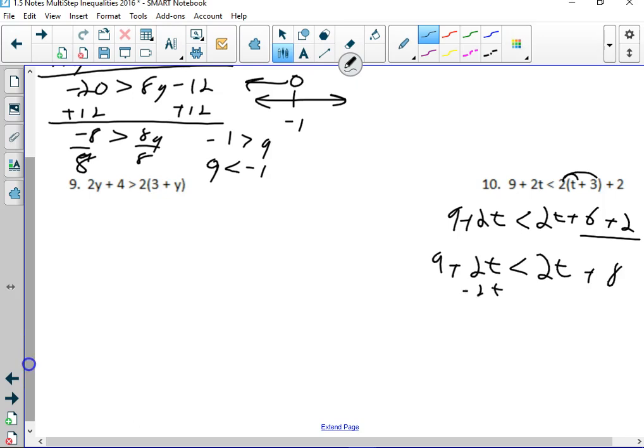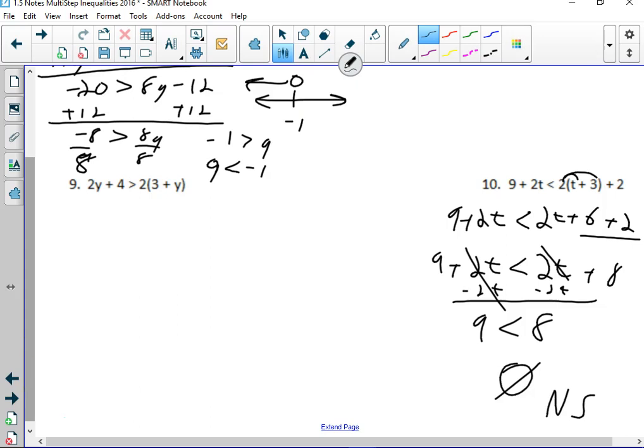I'm going to subtract 2t, which gives me 9 is less than 8. Is that a true statement? No. It is not a true statement. Therefore, there's no solution. No solution. Okay? You can put either symbol.